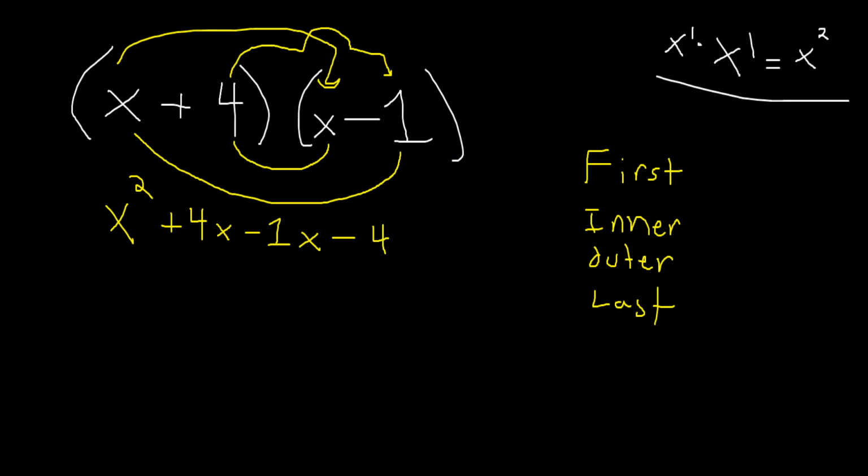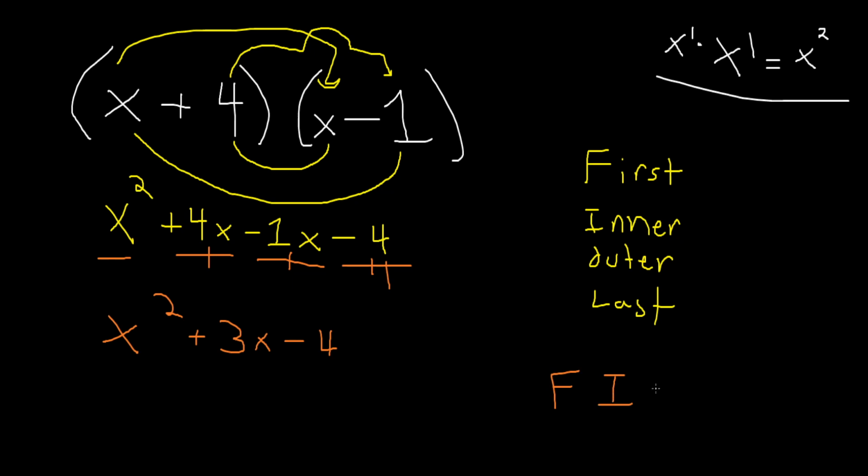So now, if we combine our like terms, x squared has no like terms, so we just write that the way it is. 4x and negative 1x are both x terms. So we're going to get a plus 3x, I'm sorry, 4 minus 1 isn't negative 3. 4 minus 1 is positive 3. Sorry about that. And then last but not least, we've got negative 4, which is, of course, minus 4. So this method is one a lot of students tend to like, and it's perfectly okay. It just makes it a little easier to multiply binomials.